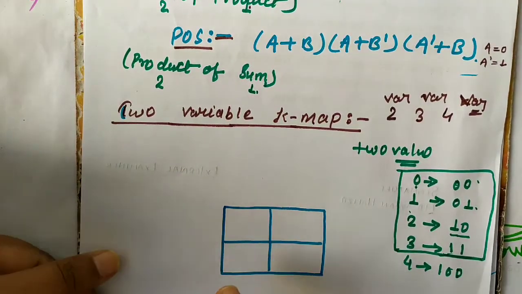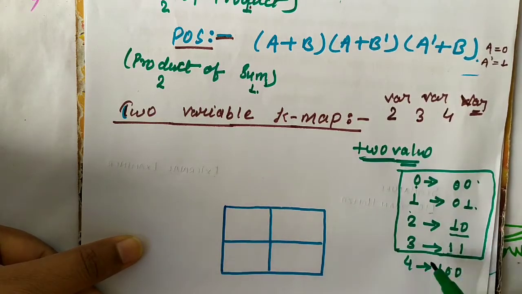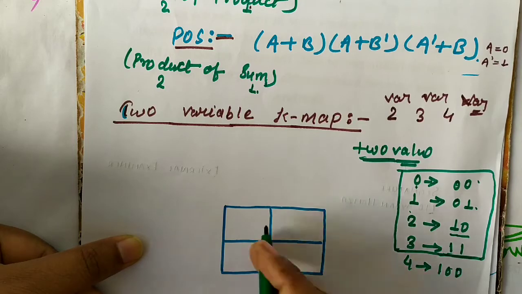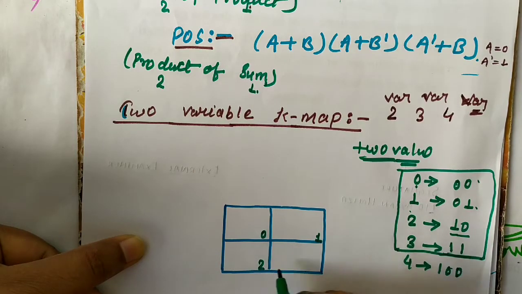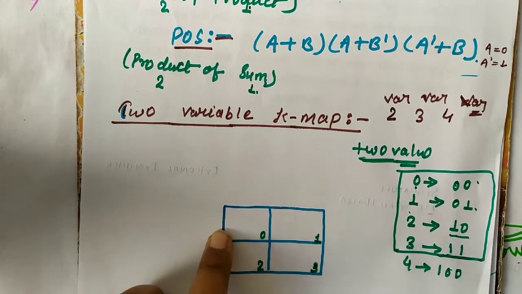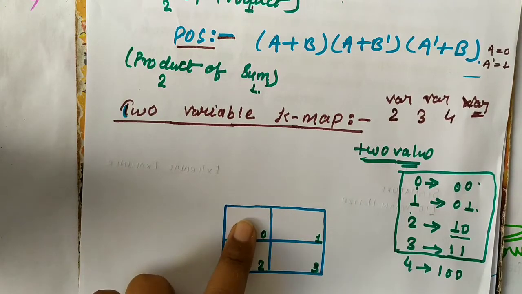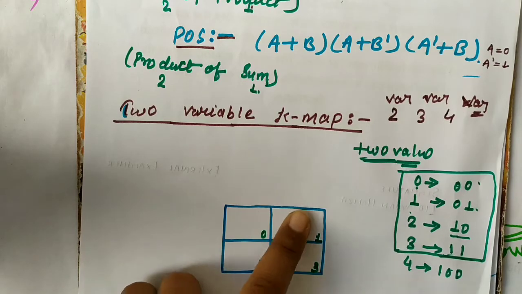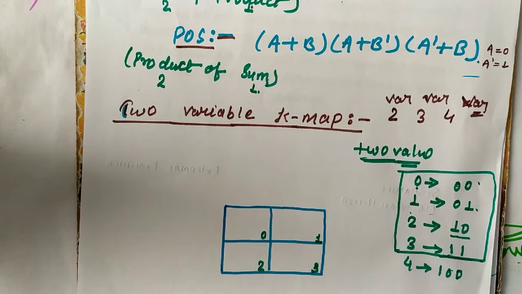So we make 4 boxes because in 2 variable there are 4 values. This box is for 0, this is for 1, this is for 2 and this is for 3. These are the boxes and this is the number of each box. That means this box is reserved for 0, this is reserved for 1, this is reserved for 2 and this is reserved for 3.